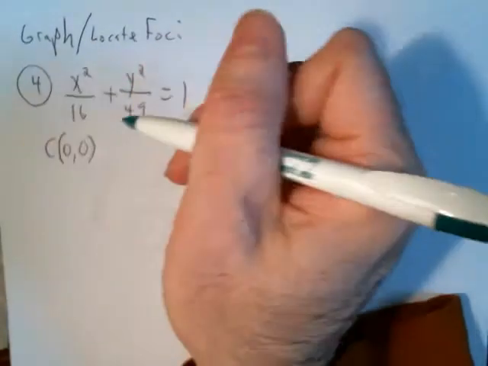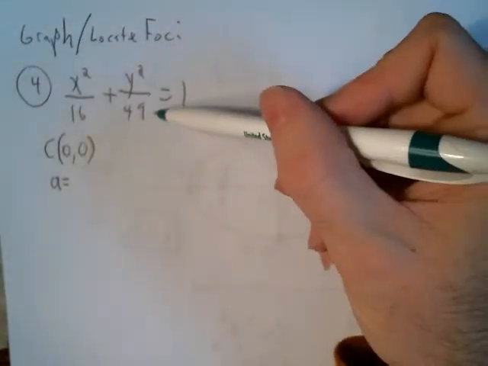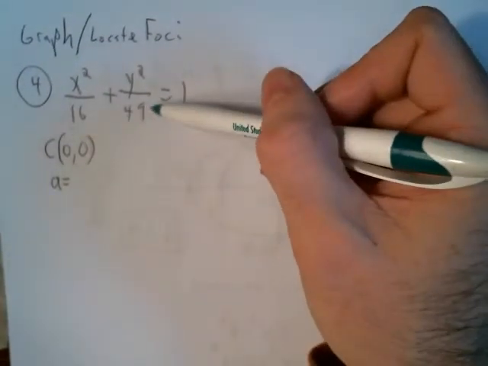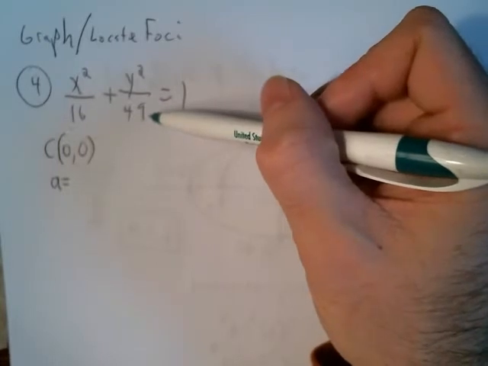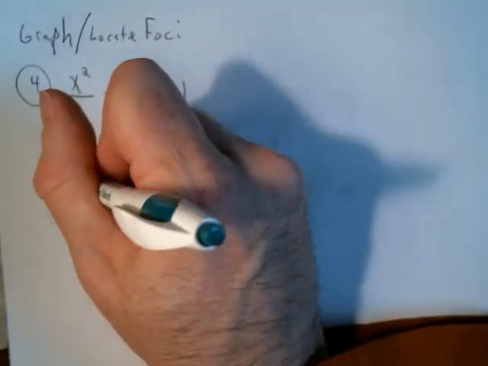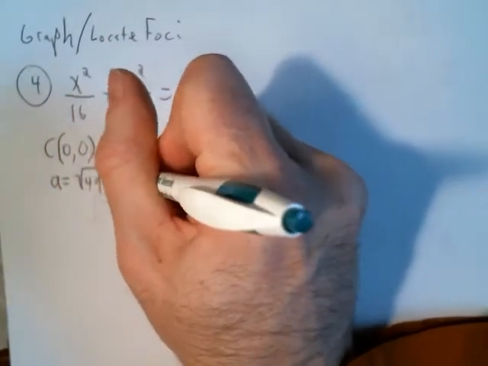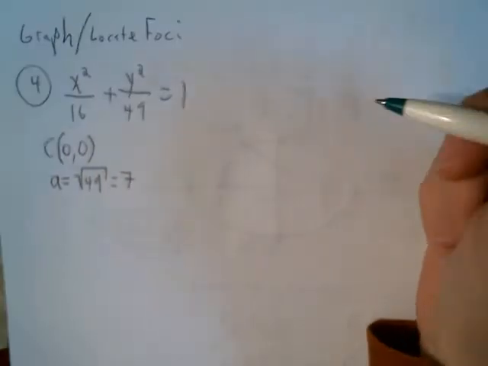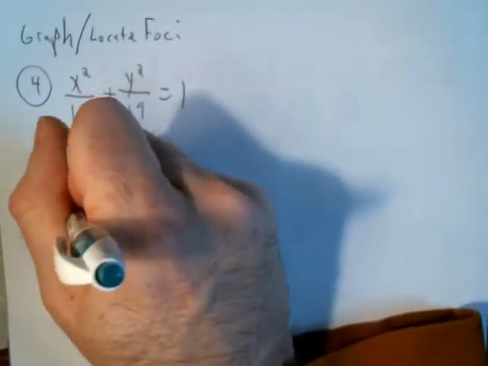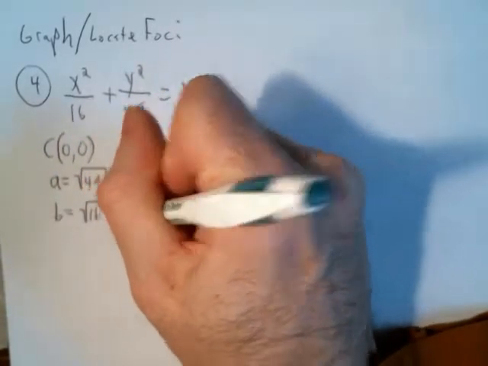Right, so now I want my a, b, and c value. So the a value you'll get from the bigger number. So here are 16 and 49. This is going to give you the a value. And it's not 49. A is not 49. It's the square root of 49. Okay. A squared is 49. So a is 7. The b value then, square root of 16, so that'll be 4.